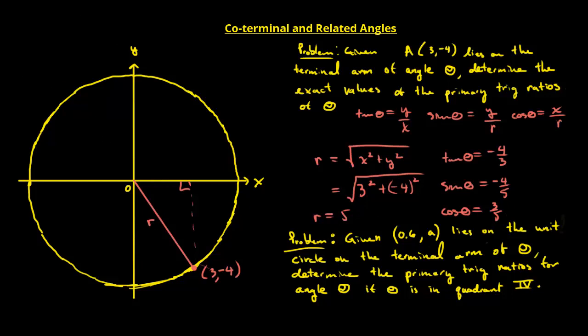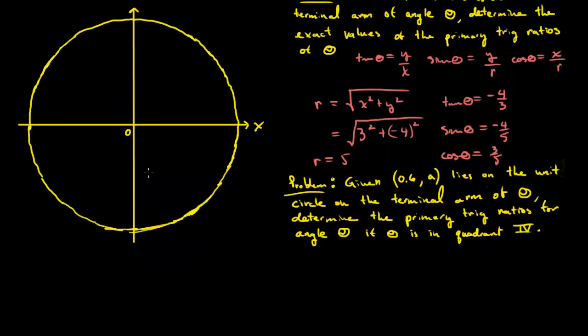Okay, so in the next example it says, given (0.6, a) lies on the unit circle of the terminal arm of theta, determine the primary trig ratios for angle theta if theta is in quadrant 4. So let's think about how to do this. I'm just going to clear the circle here. Let's sketch it out. So here you're told that (0.6, a) is on the unit circle. So on the unit circle, that means that this is 1 unit, this is 1 unit, this is minus 1, and this is minus 1.